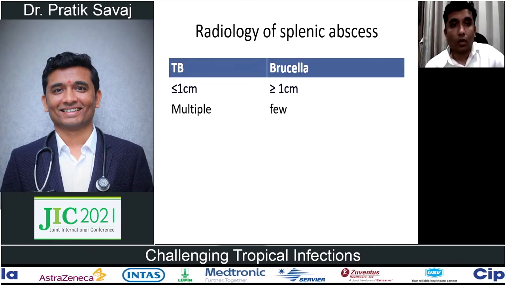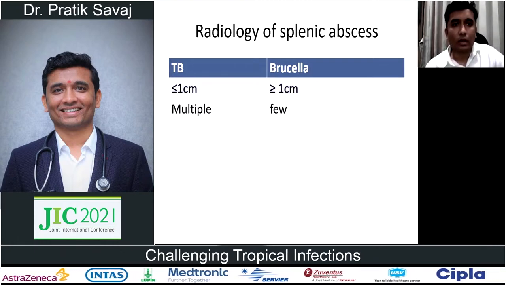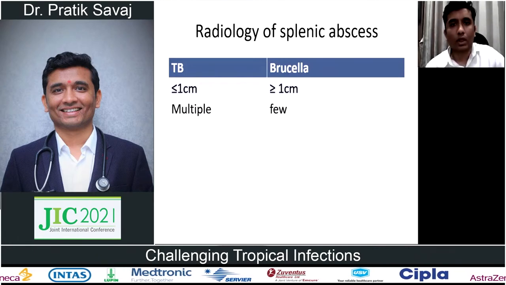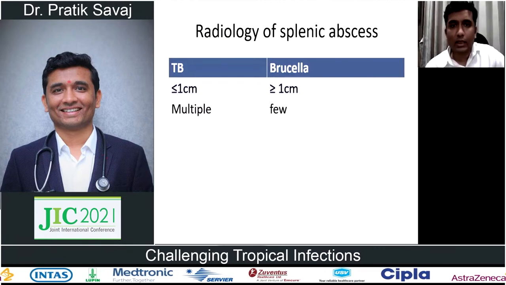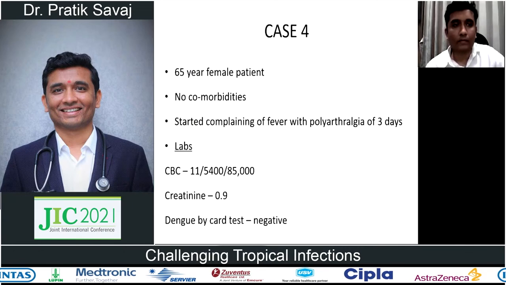And now, in radiology, the TB granulomas are less than 1 centimeter and more in number. In Brucella, you will find a little larger size of lesion, and they are quite few in number.